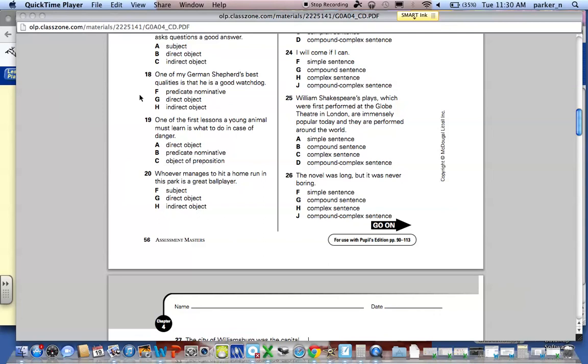Number 20, whoever manages to hit a home run in the park is a great ball player. So whoever manages to hit a home run in the park, or in this park, sorry, is the subject of the sentence.